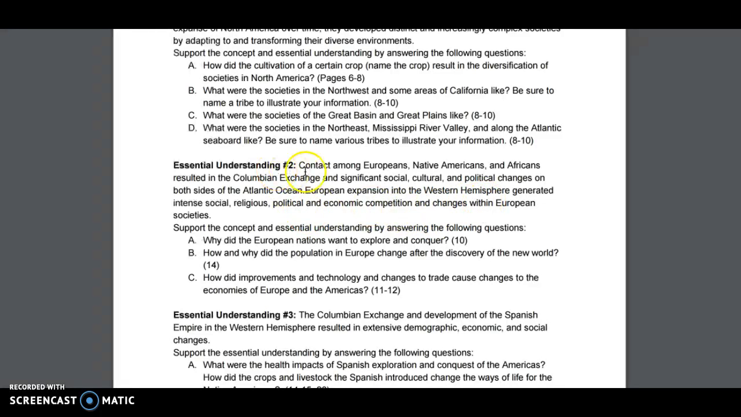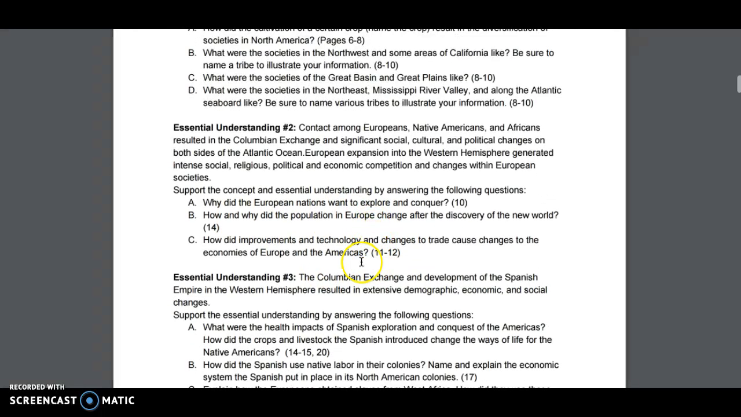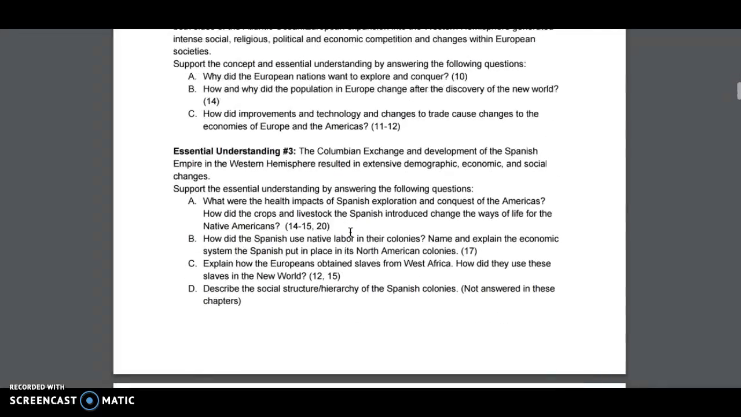And the discovery of the New World greatly affected European societies too. So you're going to do: why do European nations want to explore and conquer? Like God, glory, gold, and explain all that. Please be specific. Tell me about Spanish and French. And then, how did the discovery of the New World affect Europe? So yeah, I think it's pretty straightforward.